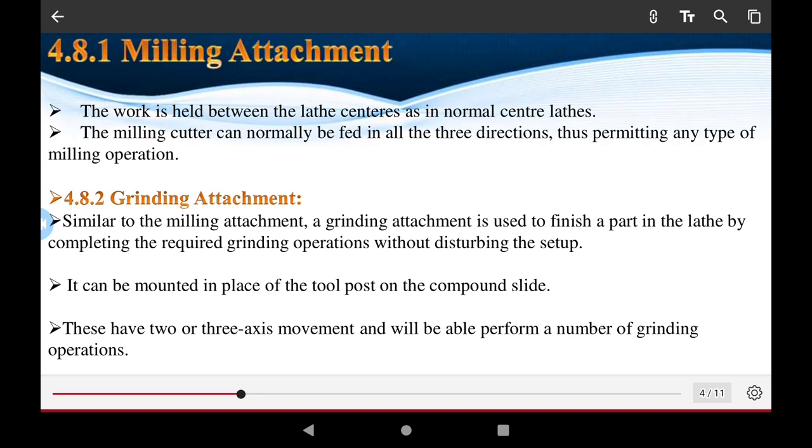These have two or three axis movement and will be able to perform a number of grinding operations. The grinding operation is required for the other components, provided with two or more axes for the rotating of the part.